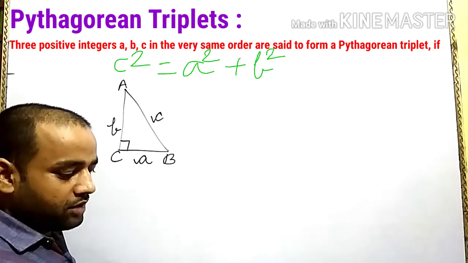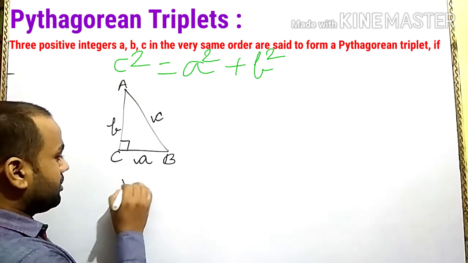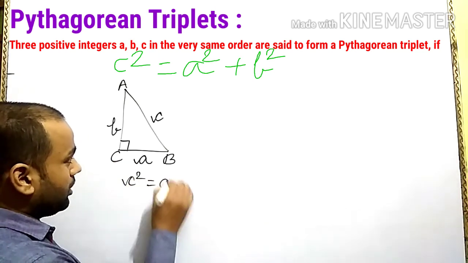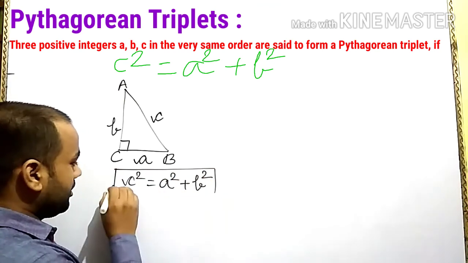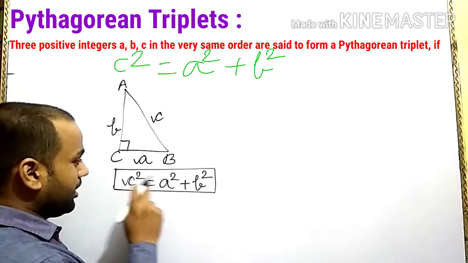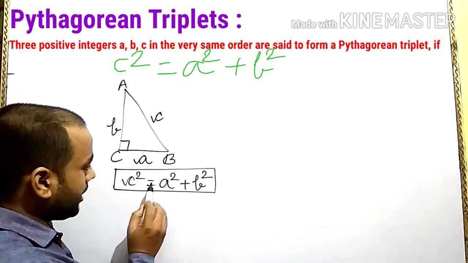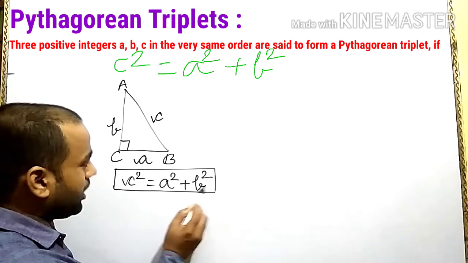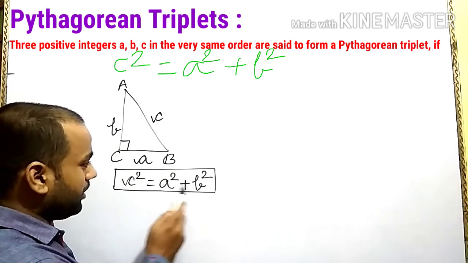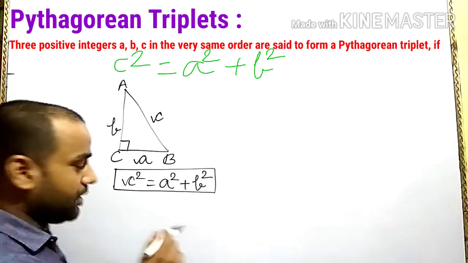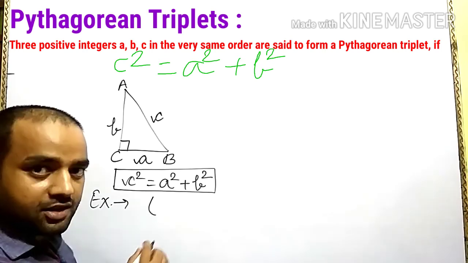are said to form a Pythagorean triplet if c square is equal to a square plus b square. Follow this condition to make a, b, c a Pythagorean triplet. If c square is equal to a square plus b square in a right triangle ABC, then ABC is a Pythagorean triplet. For example, here take the triplet 3, 4, 5.